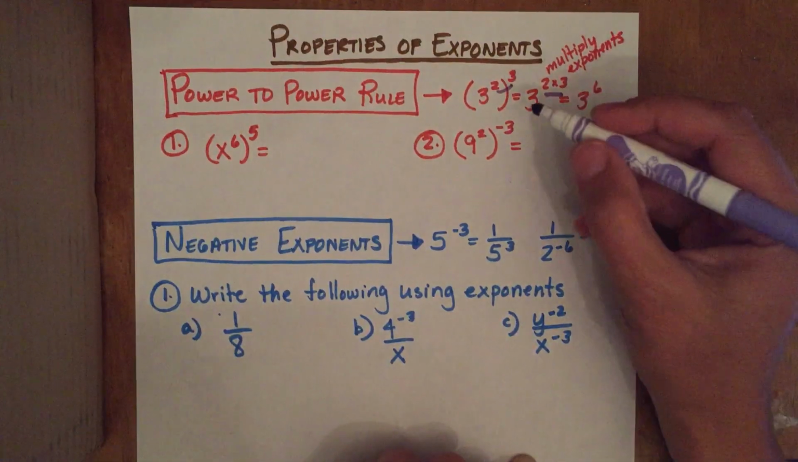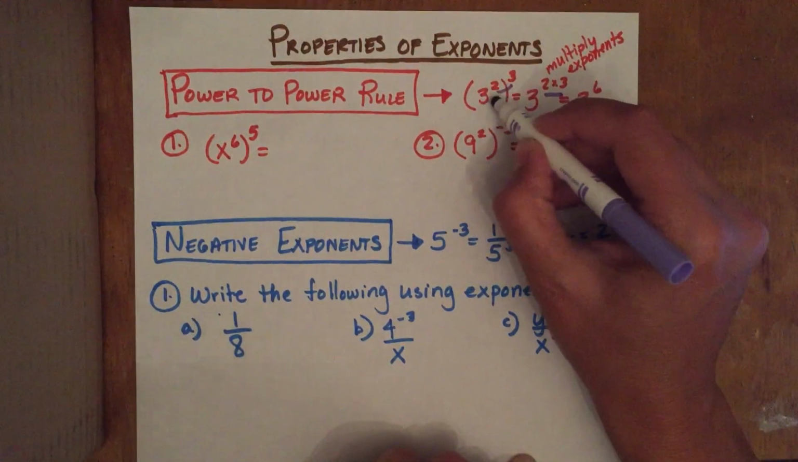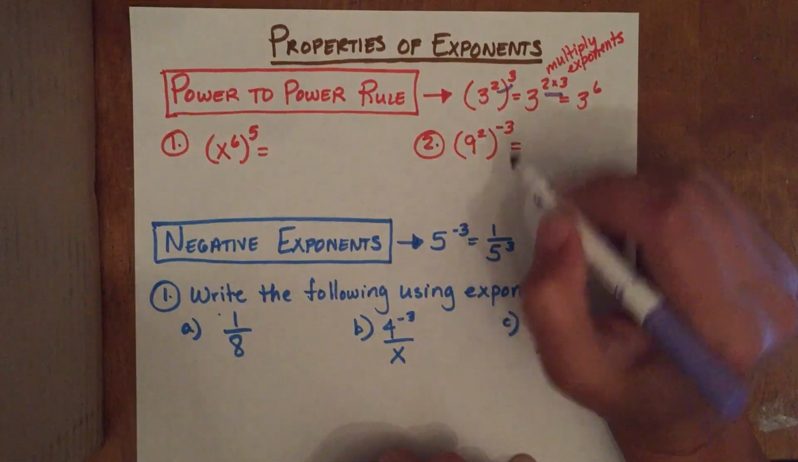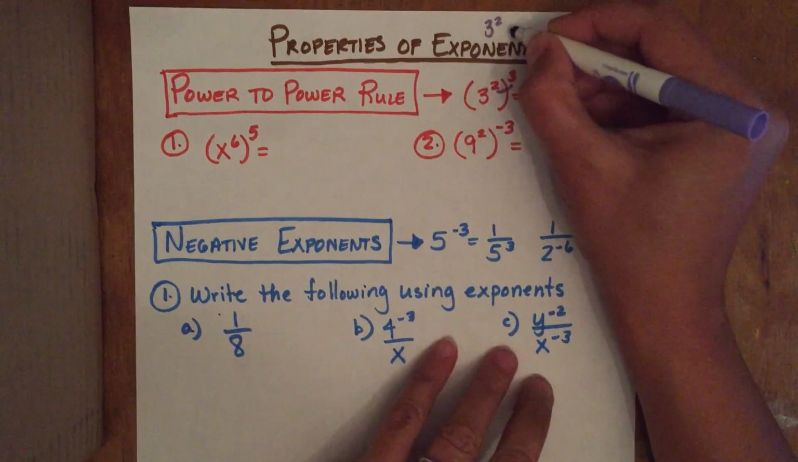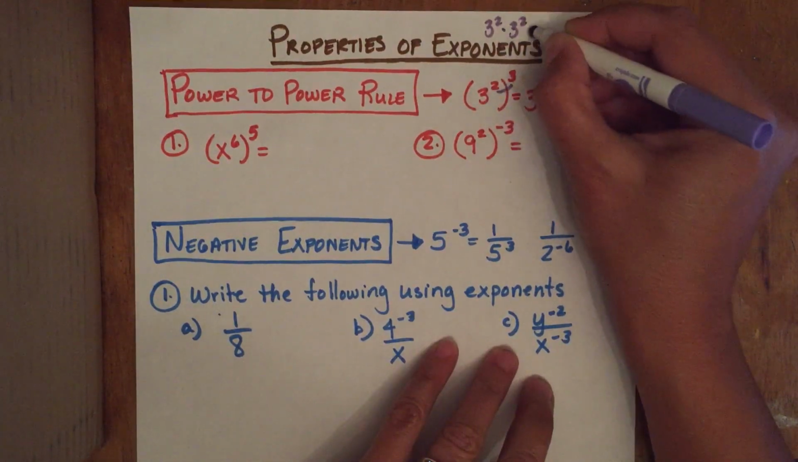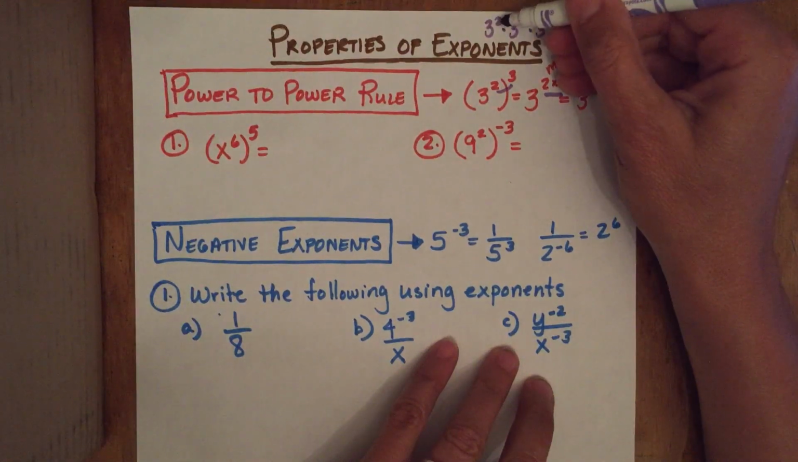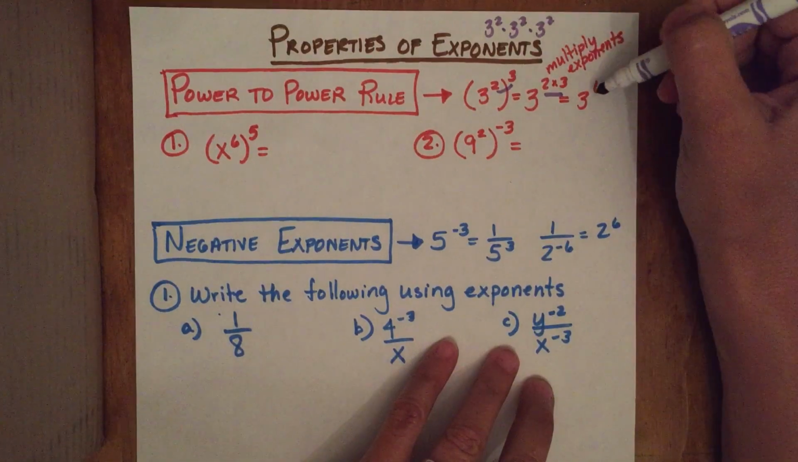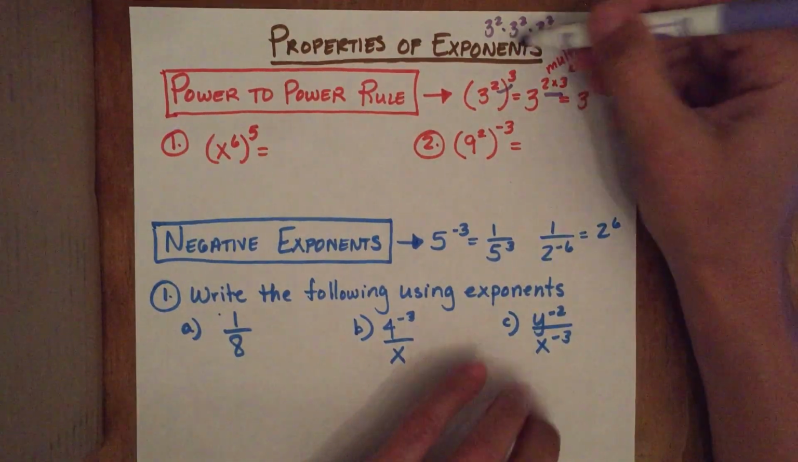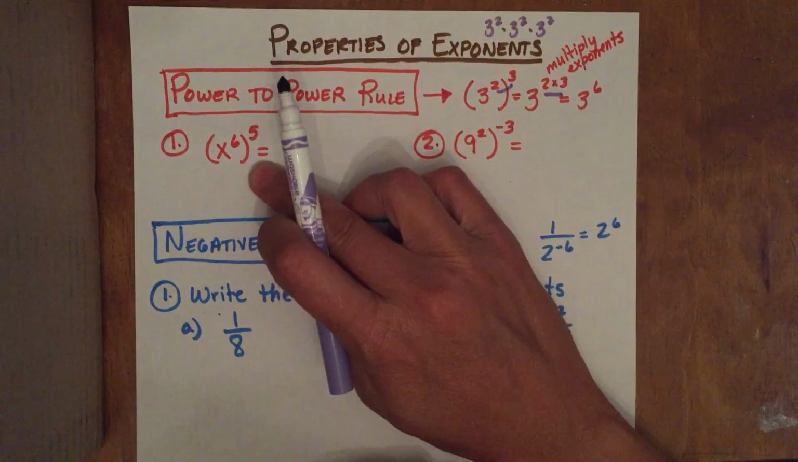Now why do we do this? If I were to actually expand this out, 3 squared to the 3rd power, what I'm actually doing, and I'll write that up here, is 3 squared times 3 squared times 3 squared. That's 3 times 3 times 3 times 3 times 3 times 3. That gives you 3 to the 6th. That's 6 threes. So that's why the rule works. So let's look at our first one.